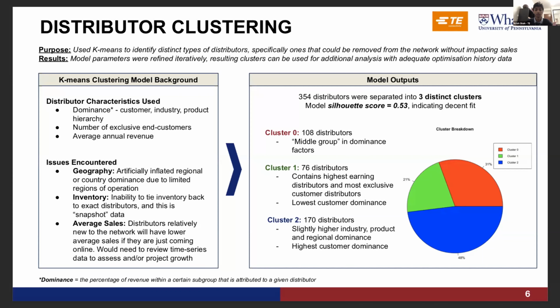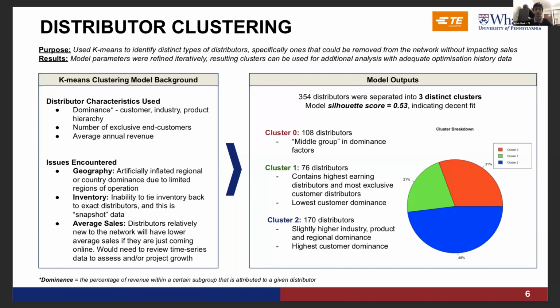We had to also come up with our metrics for clustering. And initially, we used a lot of the POP metrics, the descriptive metrics, but we found that that was not really giving us a lot of good results, in large part because regional or country dominance will inflate the data because TE has a lot of limited regions of operation. And so for the few distributors in some of these regions, that would kind of break them into natural clusters based on region, which isn't what we were looking for. We wanted something that was more about distributor behavior beyond just the region that they were in.